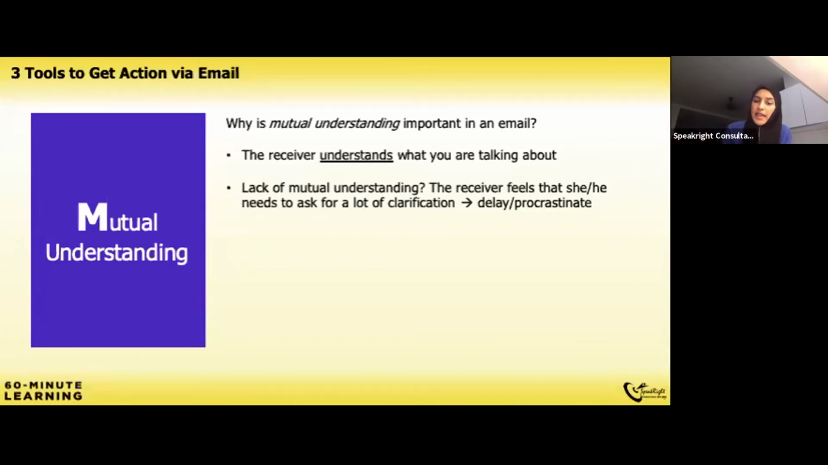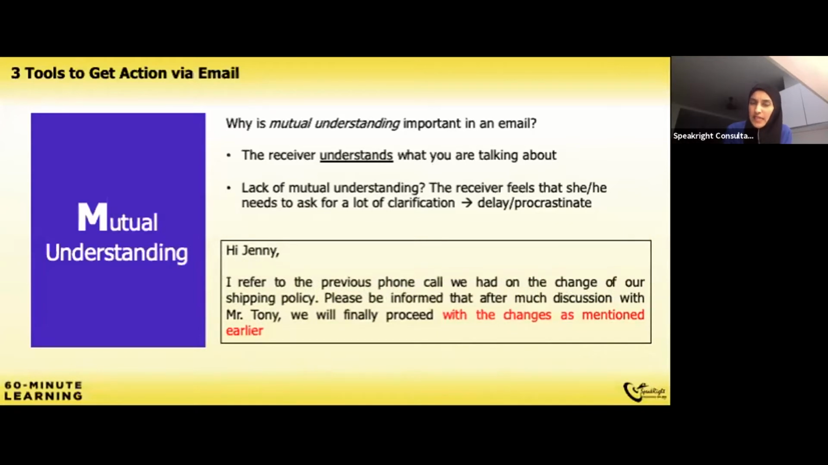Now, I'm going to show an excerpt of this email to make you see how vague it is. "Hi Jenny, I refer to the previous phone call we had on the change of our shipping policy." So Elizabeth assumes that Jenny remembers the phone call. "Please be informed that after much discussion with Mr. Tony, we will finally proceed with the changes as mentioned earlier." So Jenny might be thinking, oh dear, I don't remember, what are the changes? This shows that there might be some lack in mutual understanding.